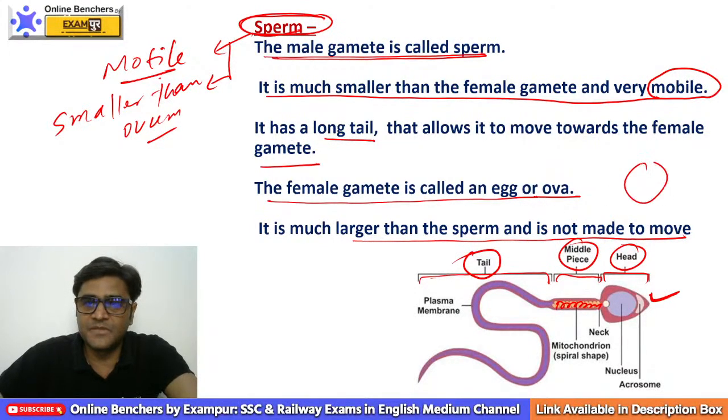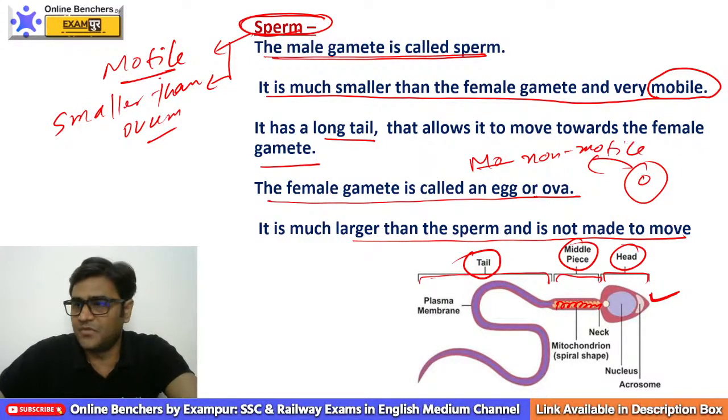So when we talk about the female gamete, it is non-motile. Female gamete is non-motile. Please remember this point. They can't move.